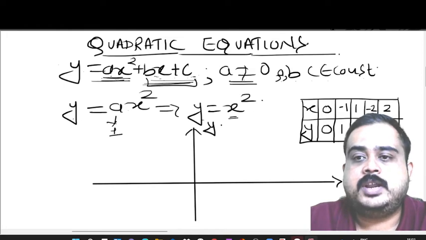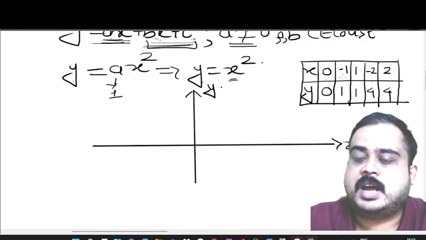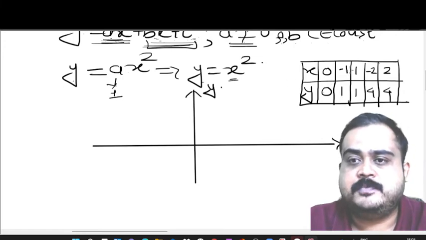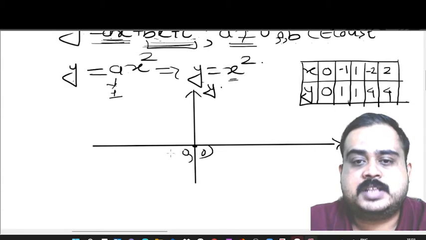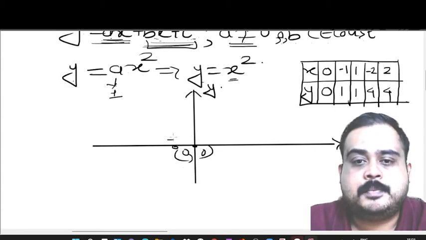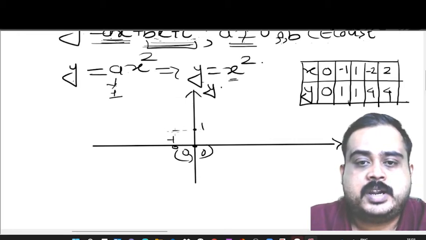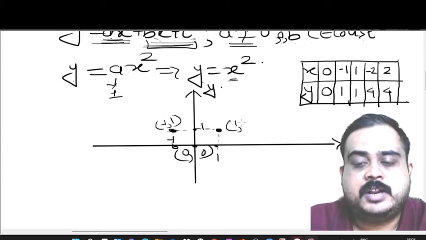Here we are going to substitute these values, that is, we are going to plot these values basically. So x equal to 0 and y equal to 0. This is 0 comma 0. X equal to minus 1 and y equal to 1. This is minus 1 and y equal to 1. So this is a point, minus 1 comma plus 1. X equal to 1 and y equal to again 1. So this is another point, 1 comma 1.